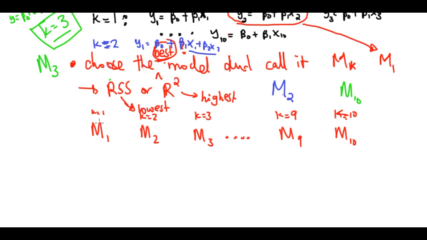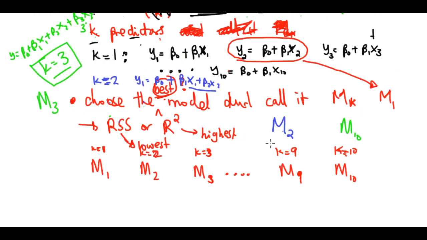So inside M1, you have a model with 1 predictor. Inside M2, you have a model with 2 predictors. Inside M3, a model with 3 predictors. Inside M9, 9 predictors. So these models have different sizes, right?